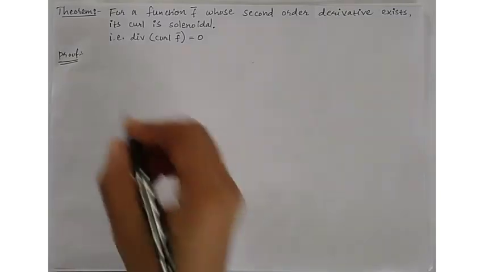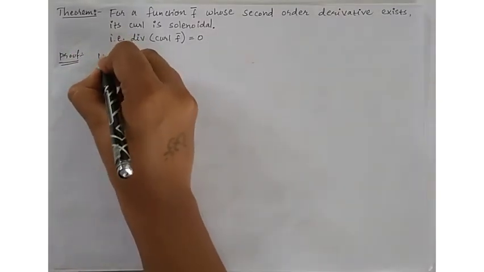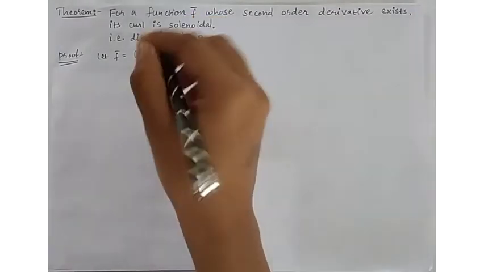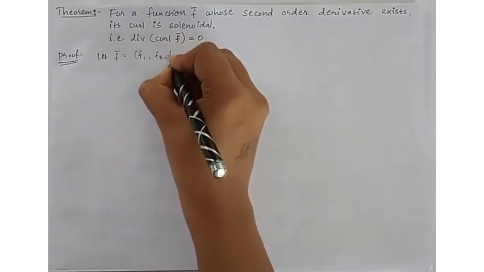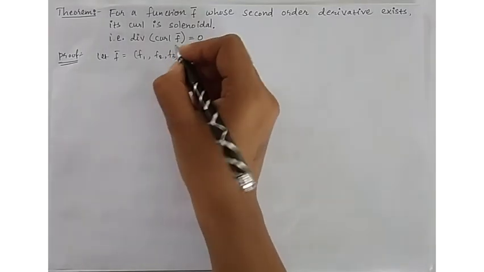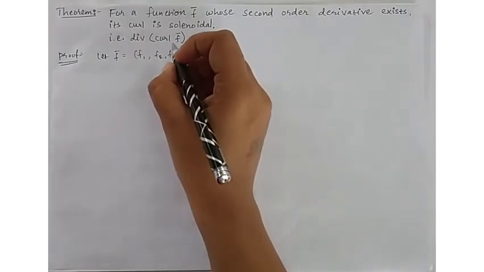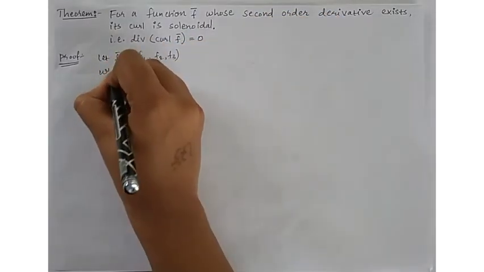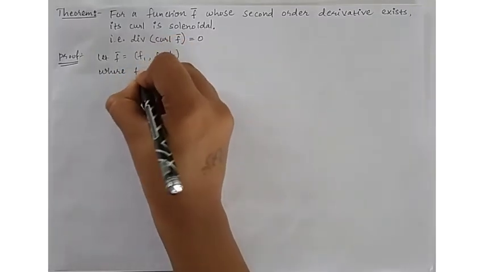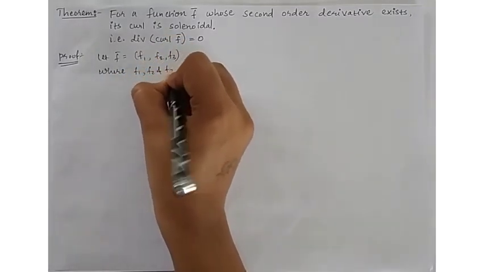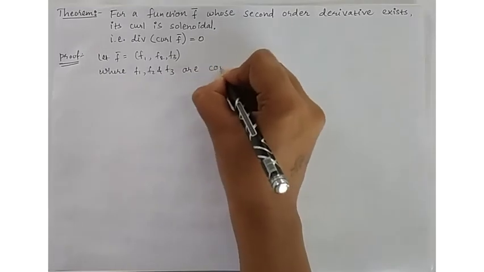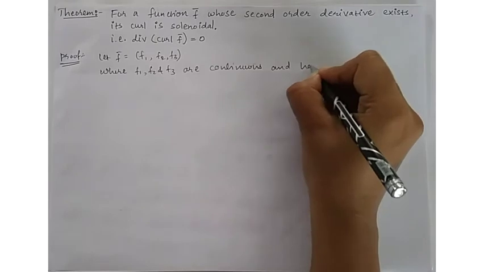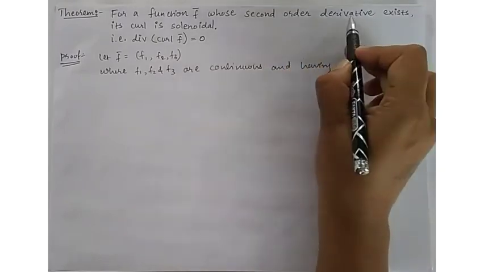So for that proof, let the function f bar have components f1, f2, f3, where f1, f2 and f3 are continuous and have second order derivatives.